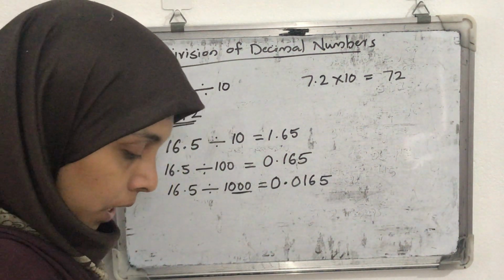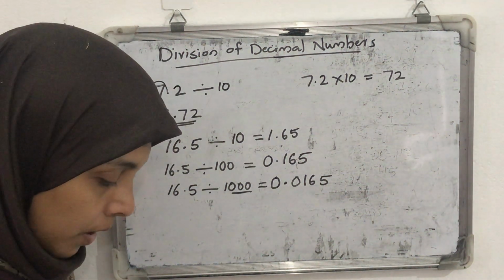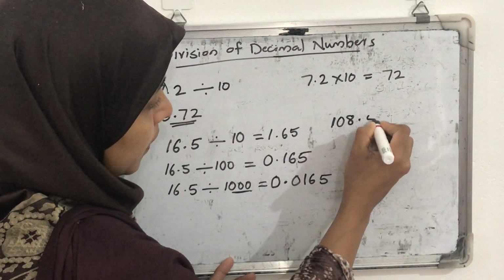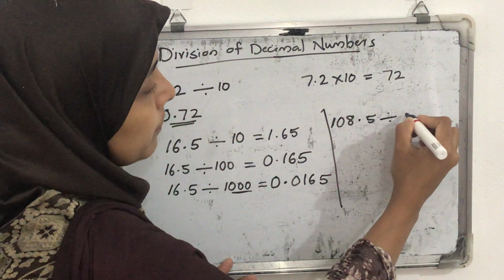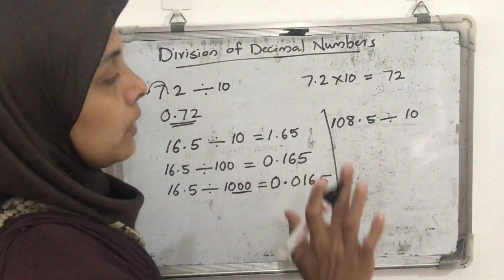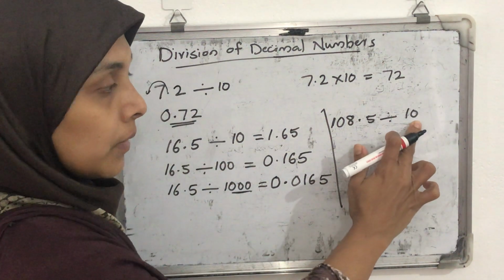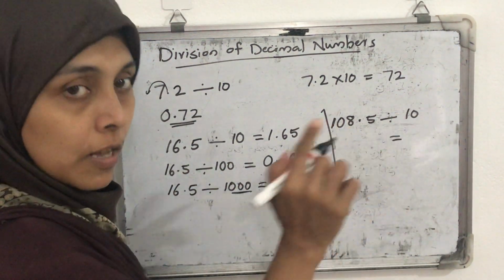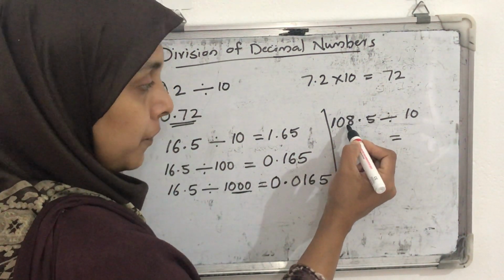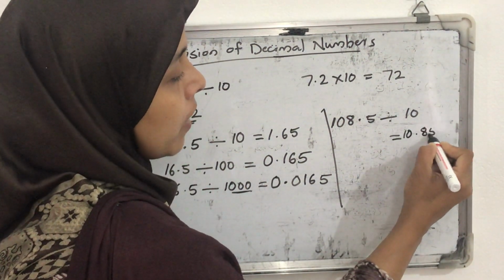If we are dividing any number by 10, 100, or 1000. One more example. 108.5 divided by 10. The same number we are dividing by 10, 100 and 1000. Same digits, then we can check what will happen in the different cases. Here we are dividing by 10. How many zeros here? Only 1 zero. So we shift this decimal point one place to the left. So it will be here. The answer will be 10.85.